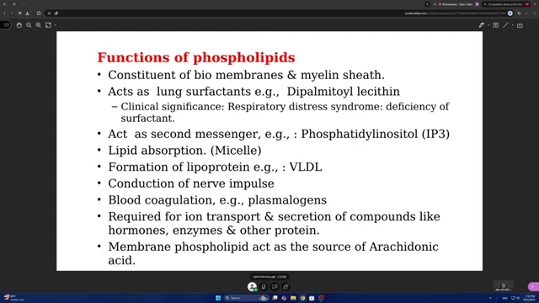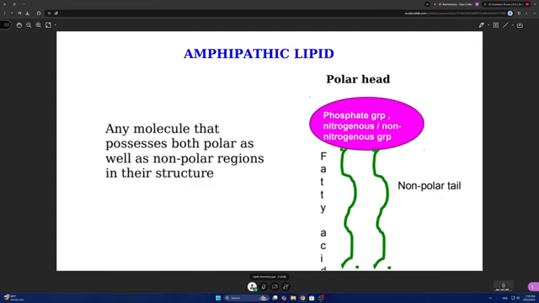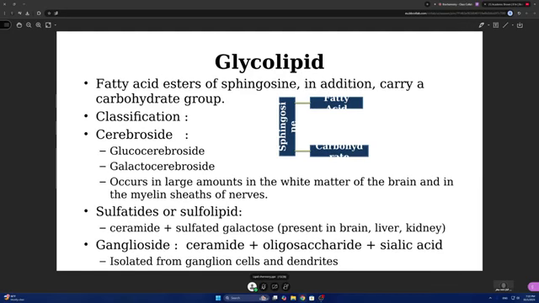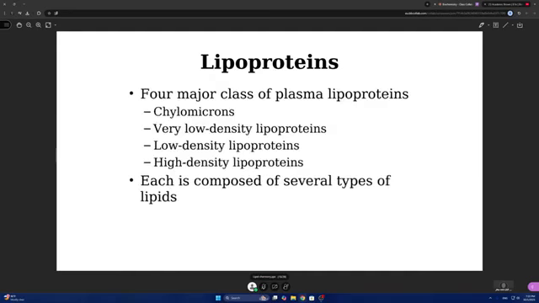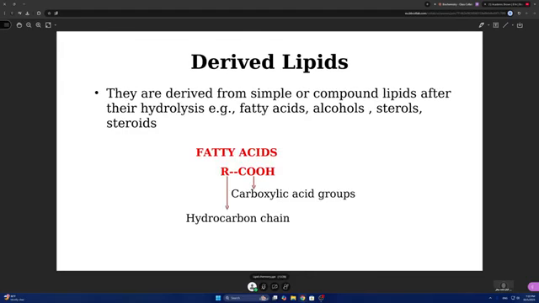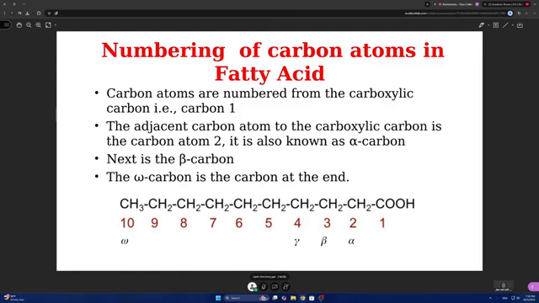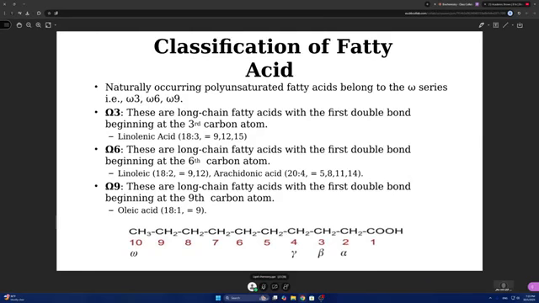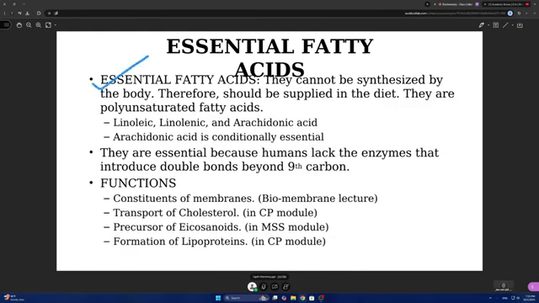Functions of phospholipids, we already know, just go through these. And we are coming to the amphipathic lipid bilayer, glycolipids. We can skip glycolipids now because it will be too much. And now the derived lipids. In the derived lipids, we will mainly talk about the polyunsaturated fatty acids and the essential fatty acids. Essential fatty acids, we have discussed, there are only 2. Arachidonic acid is conditionally essential.